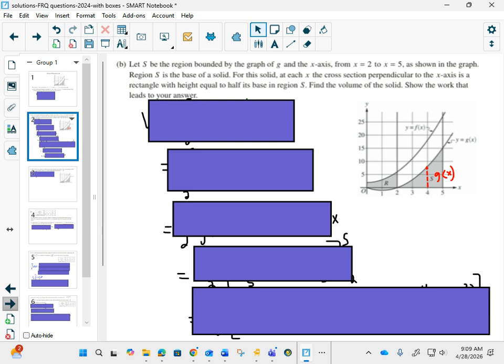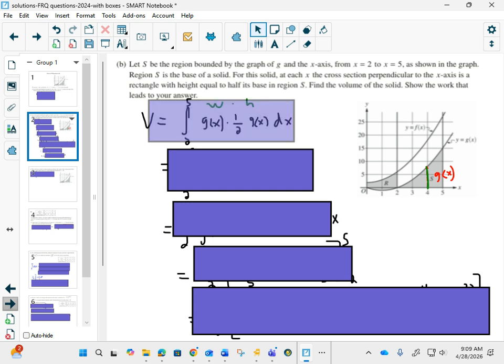So now S is the region under g of x from 2 to 5, as shown. That region is the base of a solid. Cross sections perpendicular to the x-axis, so draw that line there so that you know that those sections are going from left to right, with a rectangle with height half the base of its region. Find the volume of the solid, show your work.